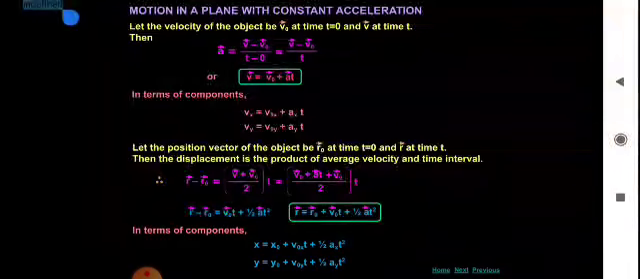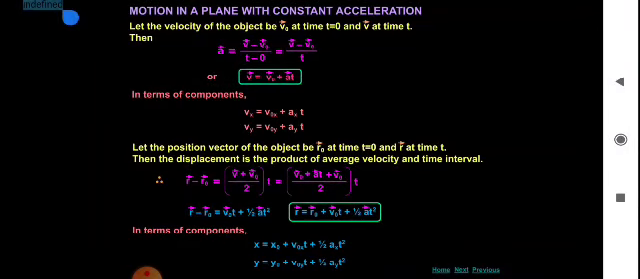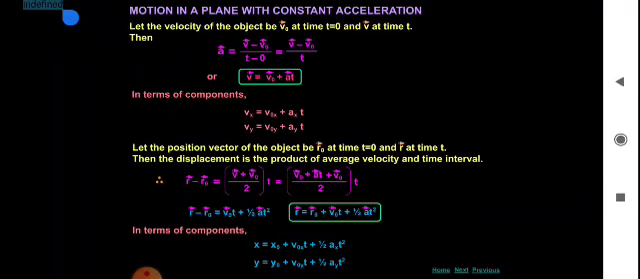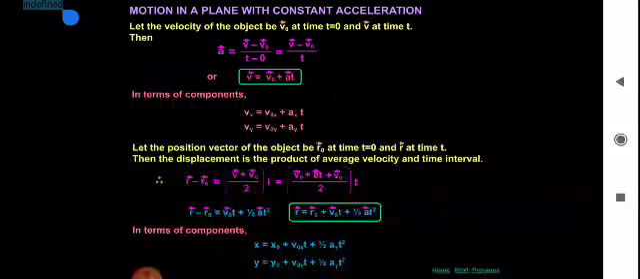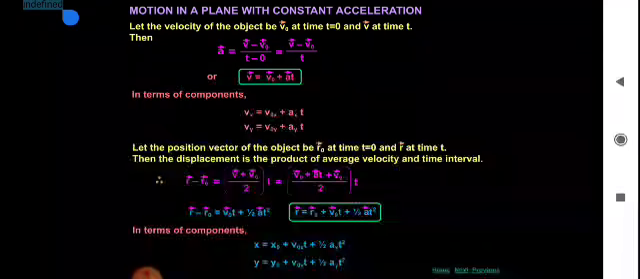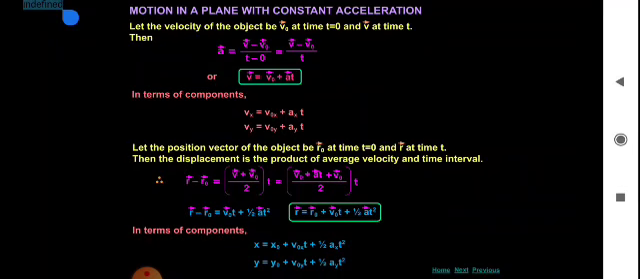This is a motion in a plane with a constant acceleration. Under constant acceleration we get the component terms along the x and y axis. Velocity: vx is equal to v naught x plus ax t, vy is equal to v naught y plus ay t. In terms of components of position in the xy plane, x is equal to x naught plus v naught x into t plus half ax t square, y is equal to y naught plus v naught y into t plus half ay t square.